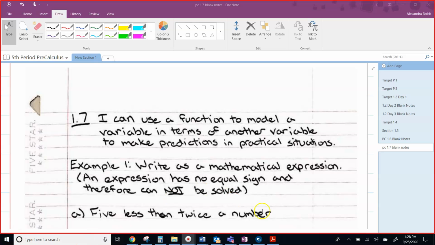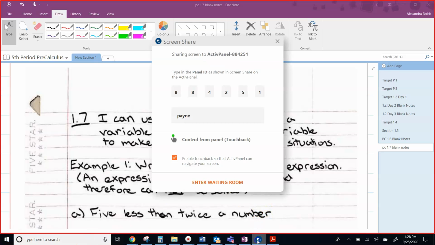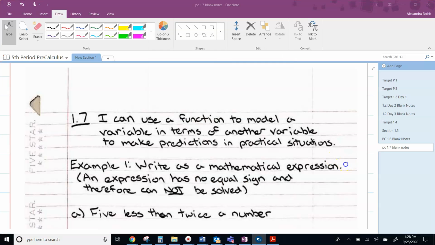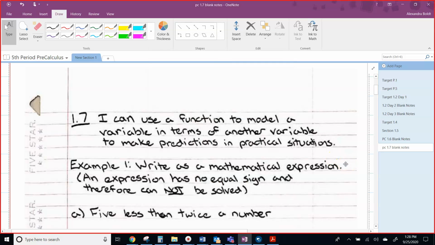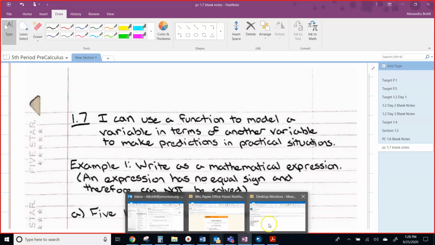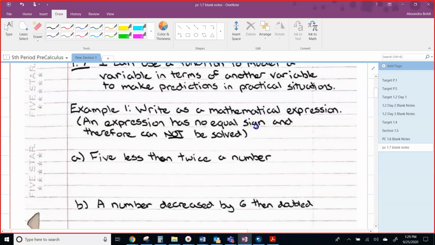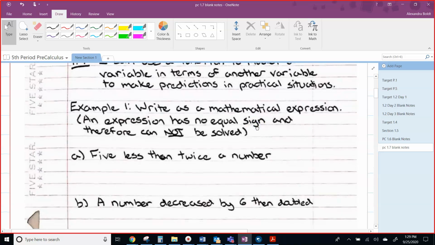A function to model a variable in terms of another variable to make a prediction, in practical situations. Practical situations are really these real world situations we're going to be looking at. So we're now connecting all of this to the real world. Really where we're going to start is thinking about how, when we hear words, we change them into mathematical expressions.